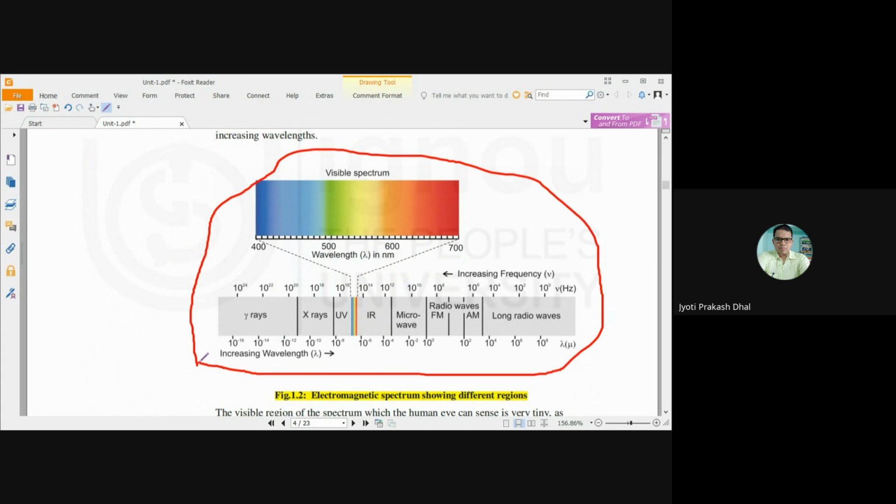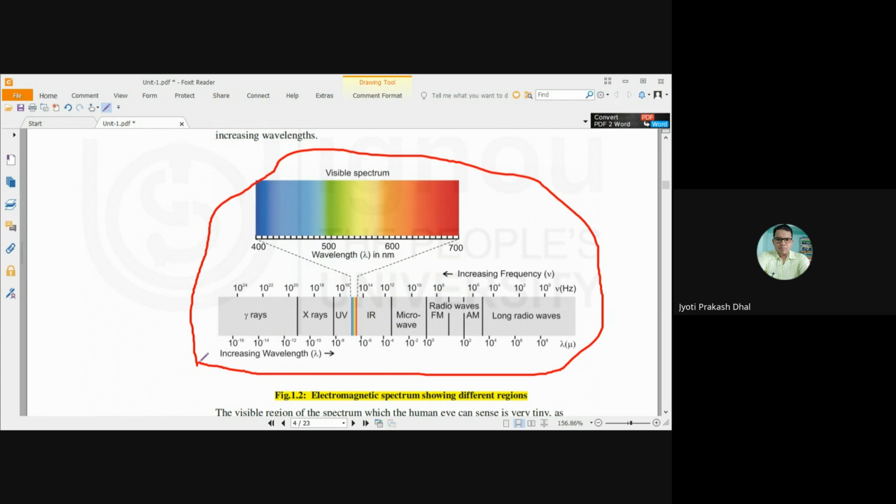In the bottom of this image you can see increasing wavelength, so the wavelength increases from left to right. Increasing order of wavelength means decreasing order of frequency. The left hand side will have the least wavelength, and the right hand side will have the highest wavelength. But in terms of frequency, increasing order of wavelength means decreasing order of frequency.